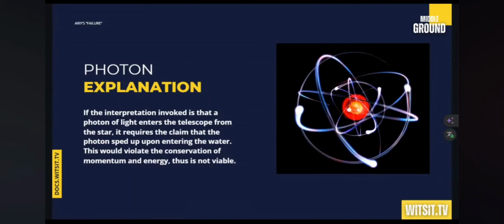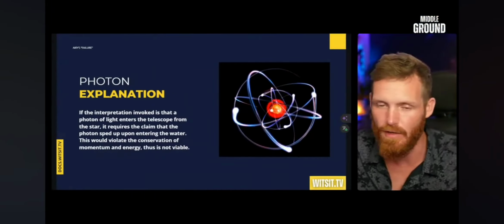Now, he goes on to explain that they actually verified for sure that the light in the telescope itself was in fact slowing down. Right. So if you think that there's a photon of light coming in there, then you're going to have to say that it sped up once it entered the water, and that's why the deflection didn't really change. The problem with that is it would violate the laws of conservation of energy and momentum. Now, let's explain this. Thus it is not viable.